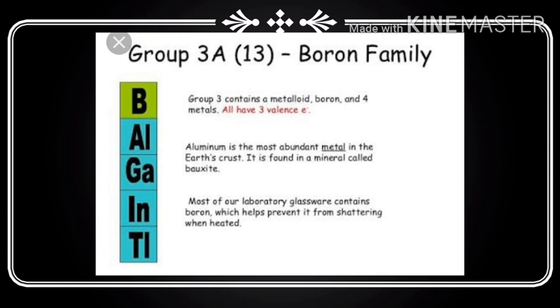Then boron and silicon form covalent hydrides, and those can be easily hydrolyzed. Similarly, except boron trifluoride, halides of both elements are readily hydrolyzed. So this is one of the anomalous behaviors of the 13th group.